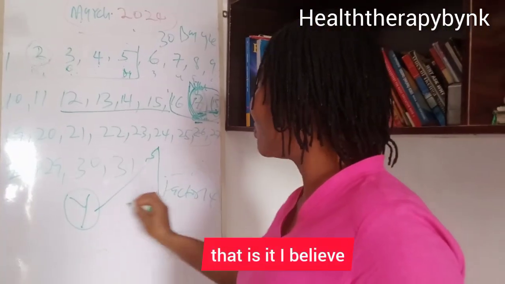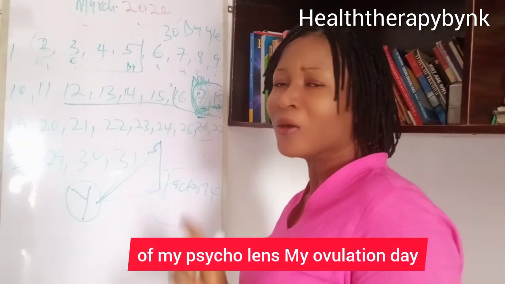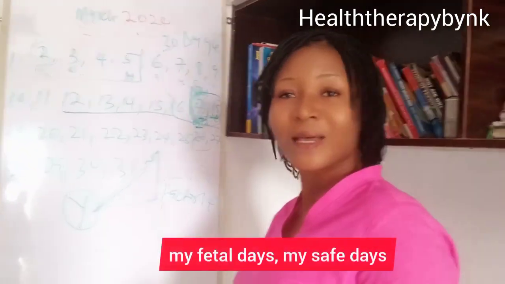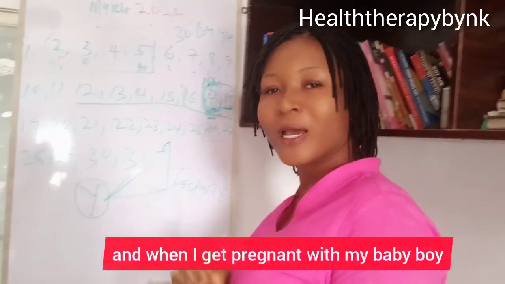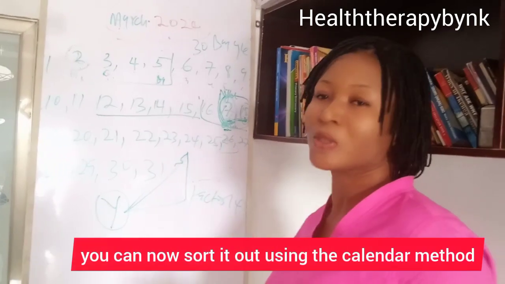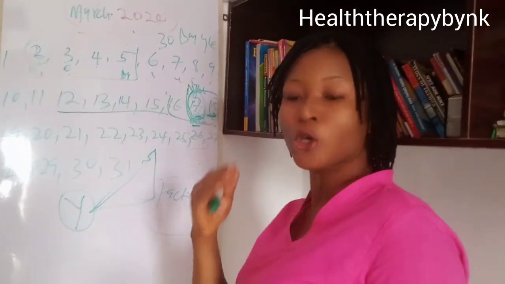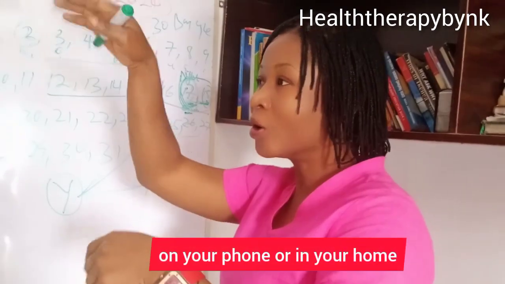So that is it. I believe that with this you are no more in confusion about my cycle length, my ovulation day, my fertile days, my safe days, and how I get pregnant with my baby boy and my baby girl. You can now sort it out using the calendar method. You can have the calendar on your phone or in your home.